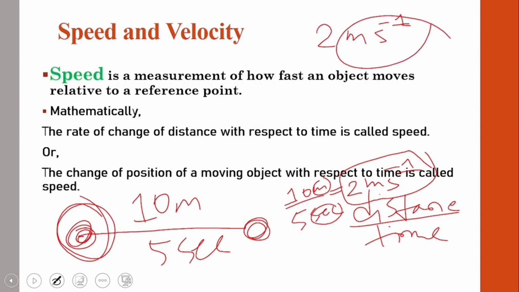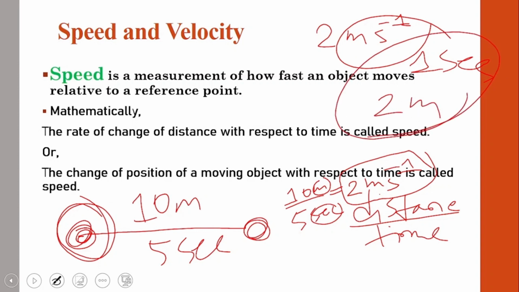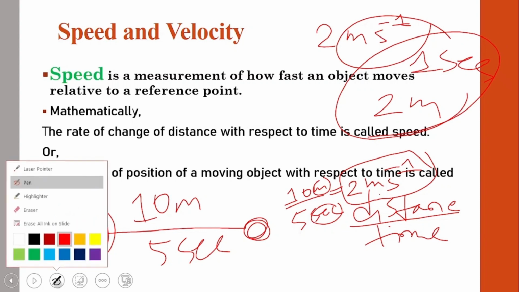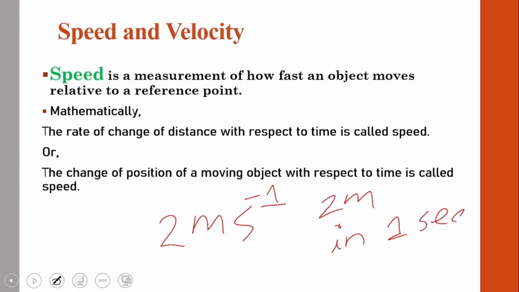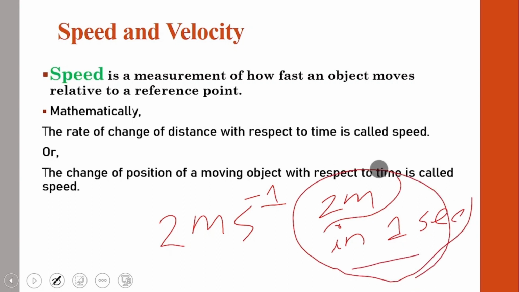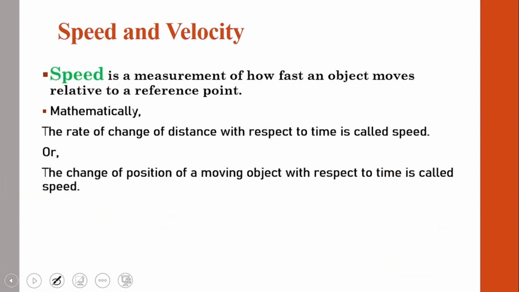So the speed of the object is 2 meter per second. That means in 1 second, it can travel 2 meter. Here is the meaning of the speed. What can we say? 2 meter per second means the object can travel 2 meter in 1 second. In this way, different objects have different speeds.